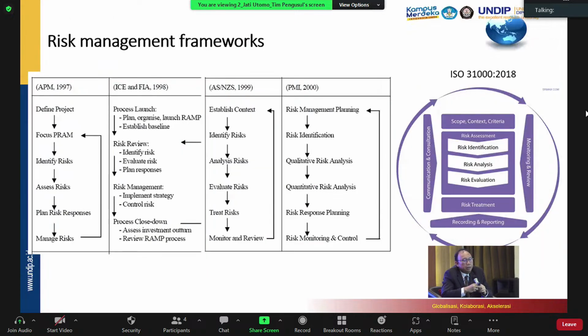We have different risk management frameworks which we may adopt from the APM, from the ICE, from the Australia, New Zealand code, and from the PMI, and also from the ISO. But we can see some common things here from the process, that it should have the risk identification, it should have the risk analysis, quantitatively or qualitatively, and then risk evaluation, risk treatment, and also the monitoring and control. So we can see some common things here.